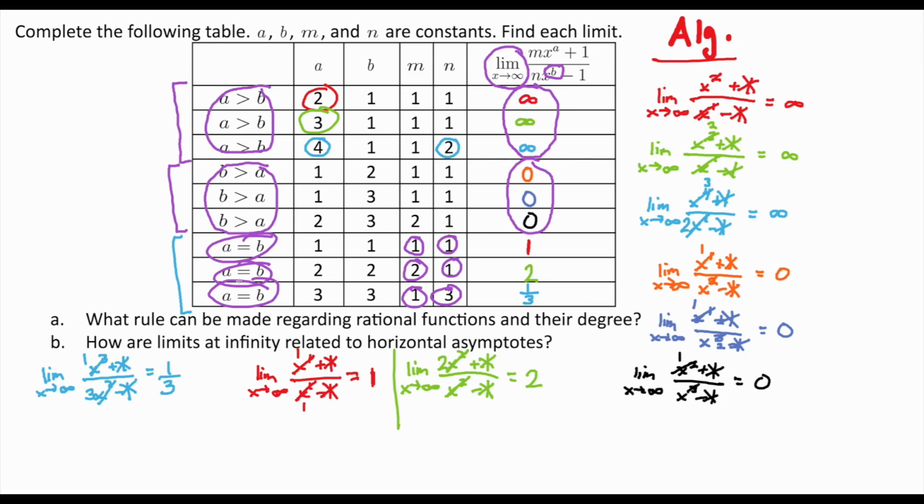And then if a is equal to b and x is approaching infinity for the limit, it's going to be whatever the ratio is from the m and the n. So m and n right here, 1, 2 to 1, 2, 1 to 3, 1/3.